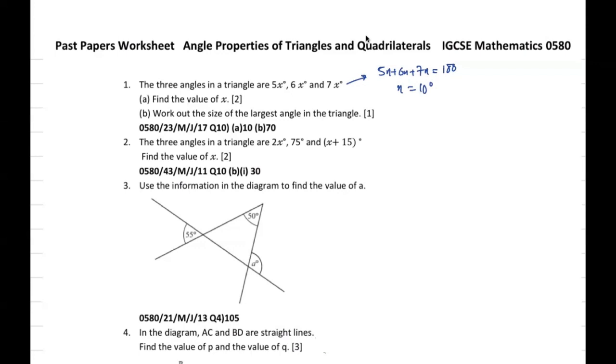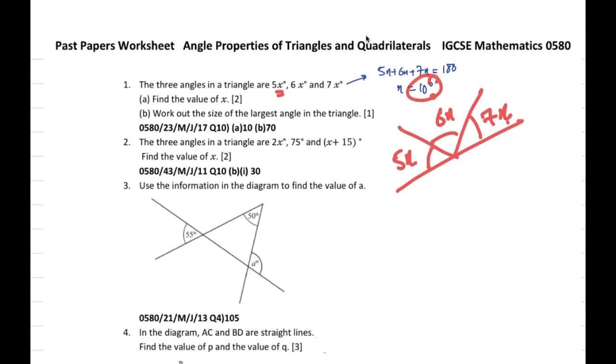So x is just an unknown value of the angle. For example, I'm saying that one of the angles is 5x, the other angle is 6x, and the other angle is 7x. Now x has a value, and when you calculate this, x comes out to be 10. So this means that this angle is 50, this angle is 60, and this angle is 70. So 50 plus 60 plus 70 is 180. Did I answer your question?